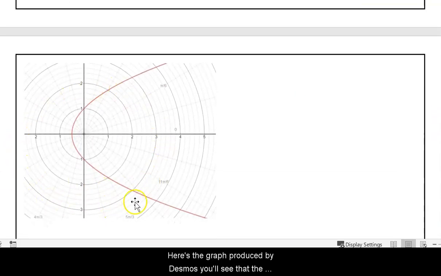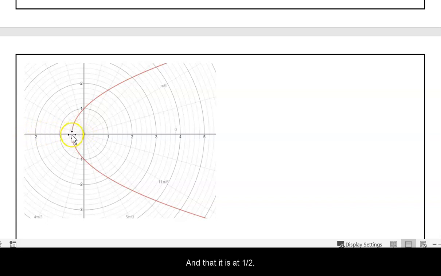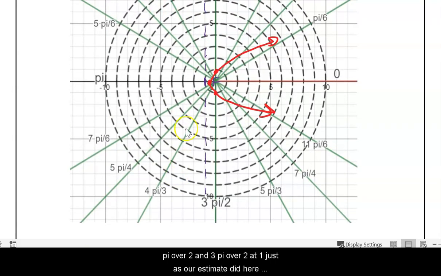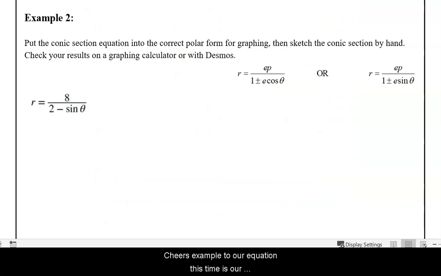Here's the graph produced by Desmos. You'll see that the vertex is indeed right here along the negative line towards pi, and that it is at 1/2. See also that it is intersecting the 180-degree line between pi over 2 and 3 pi over 2 at 1, just as our estimate did here on this circle. Let's try another example. Here's example 2.